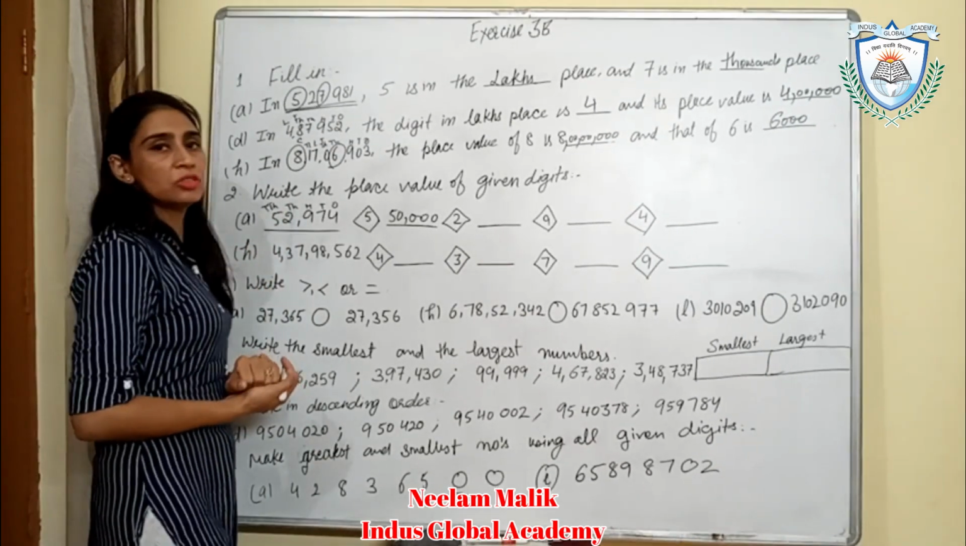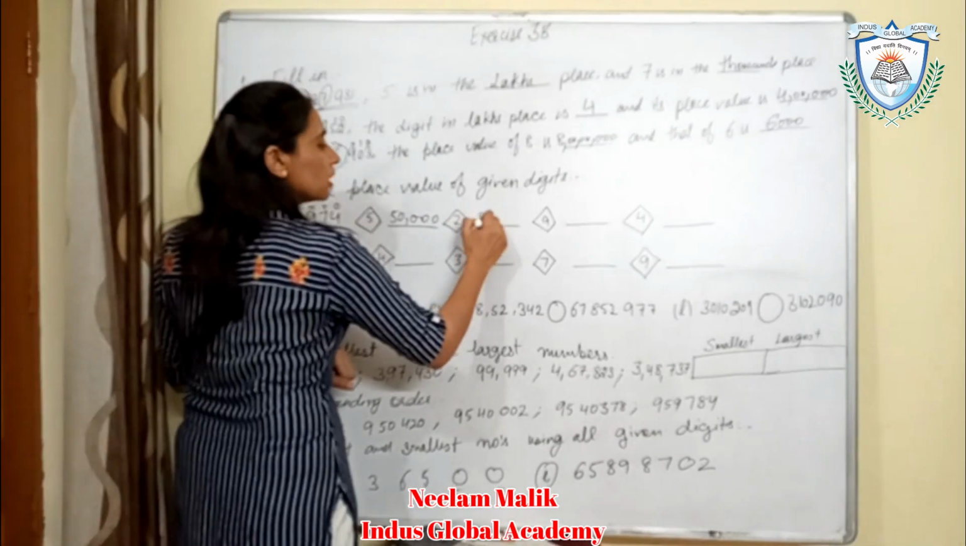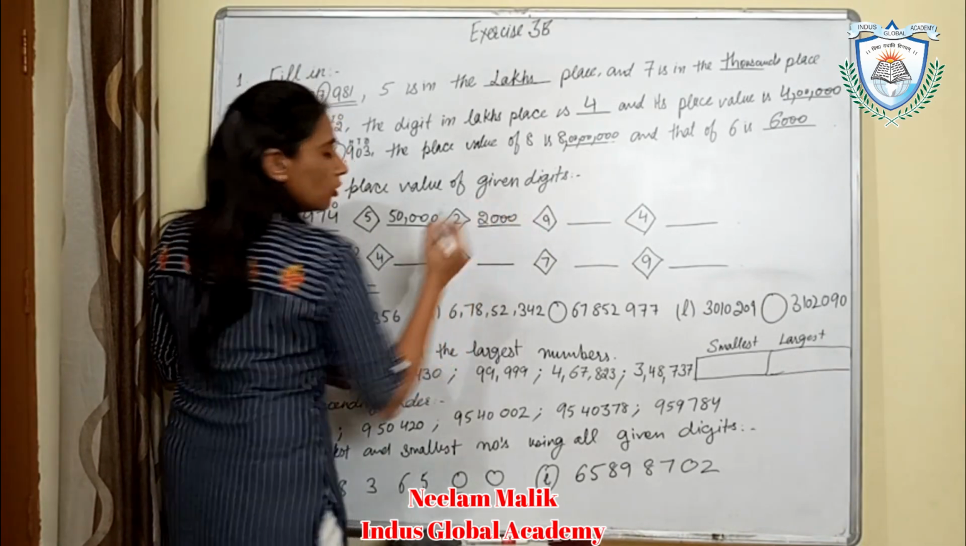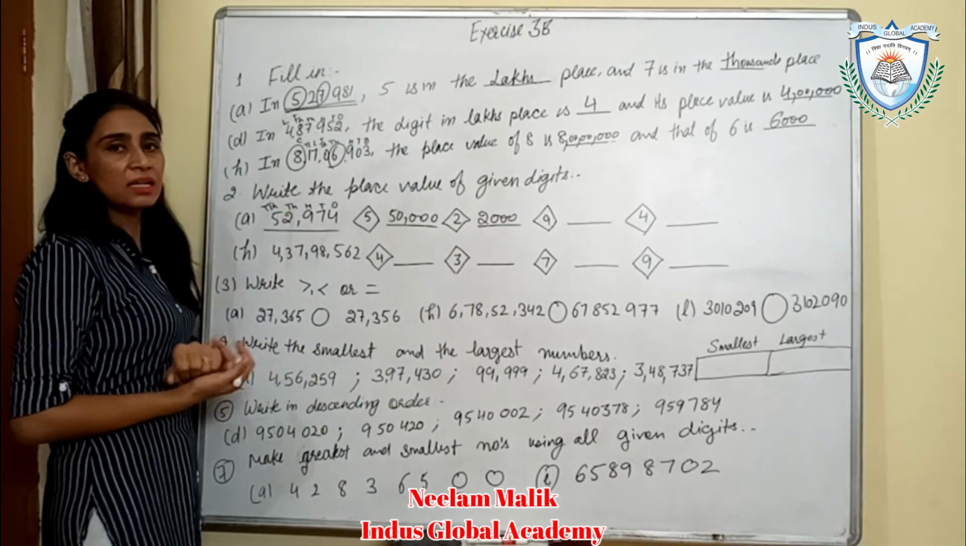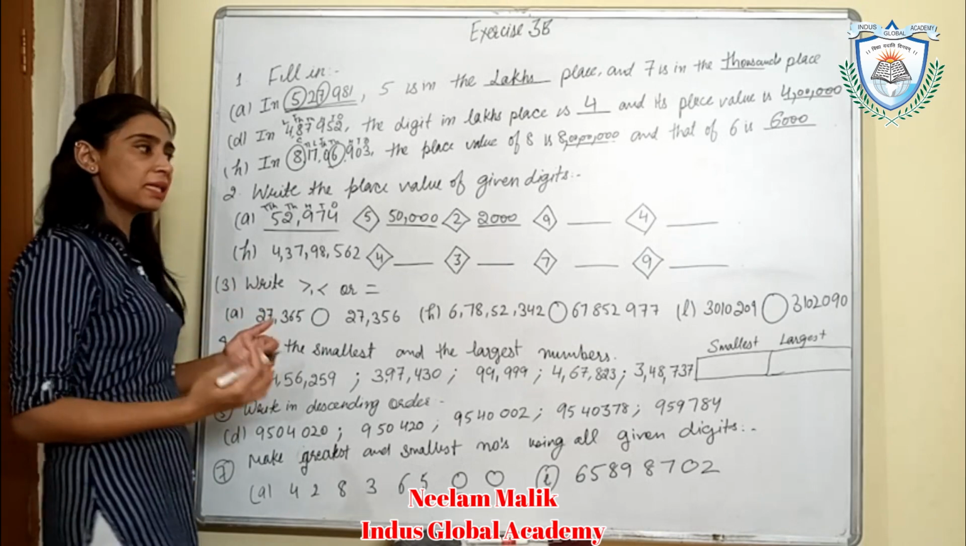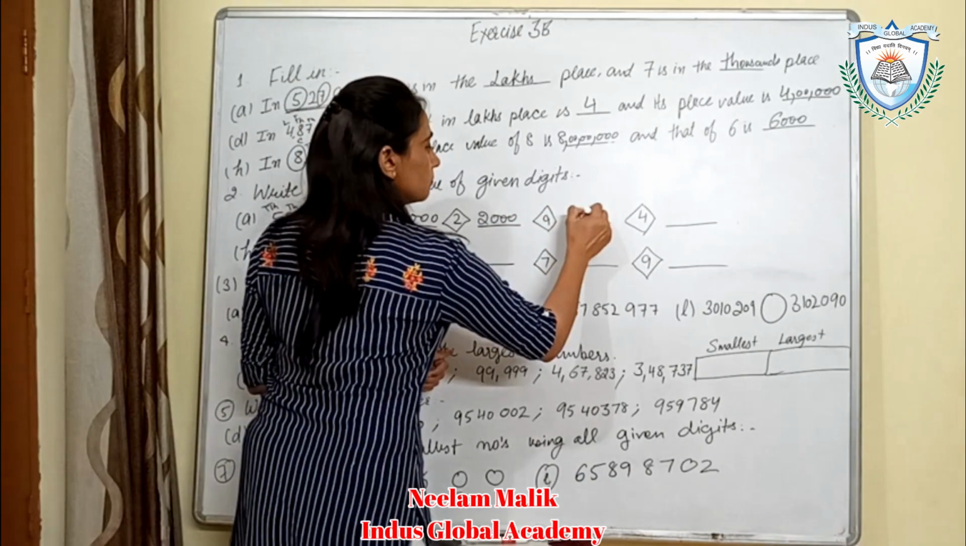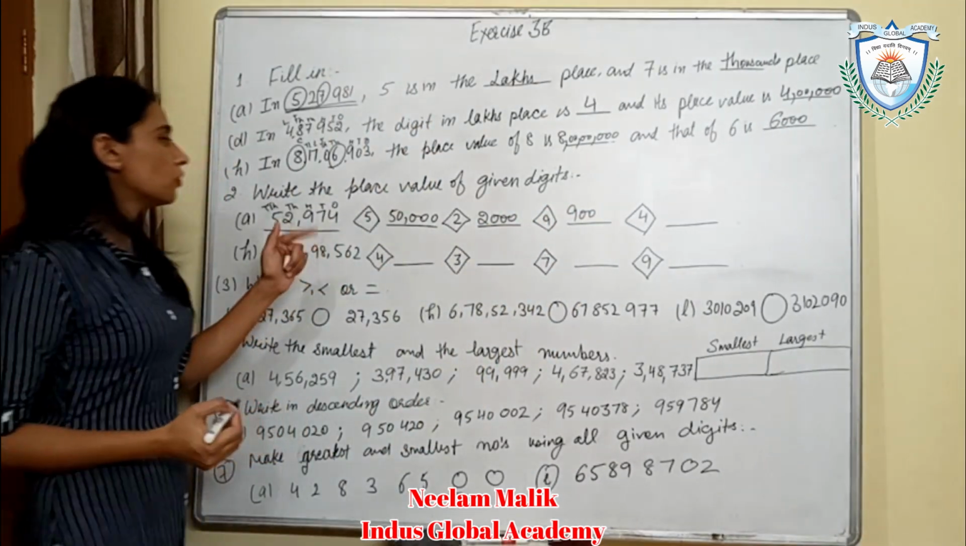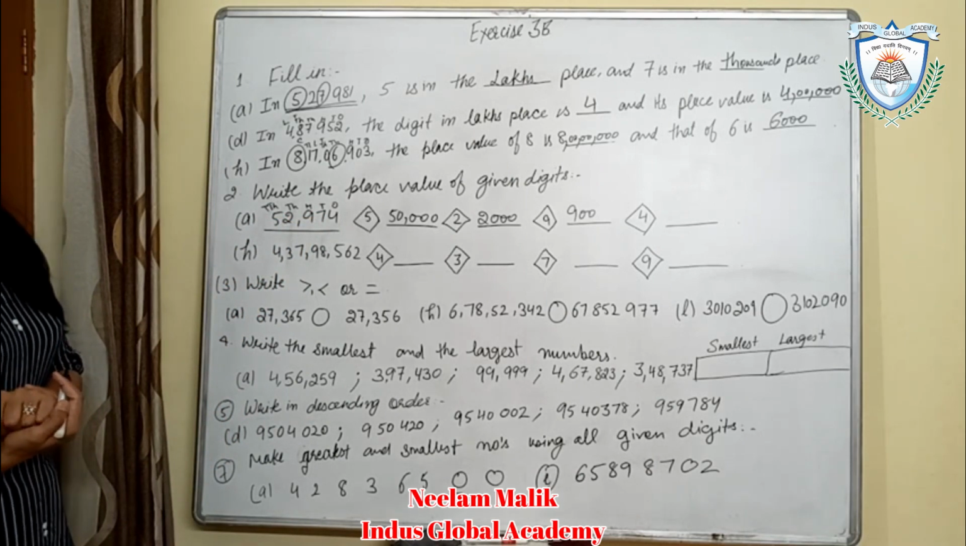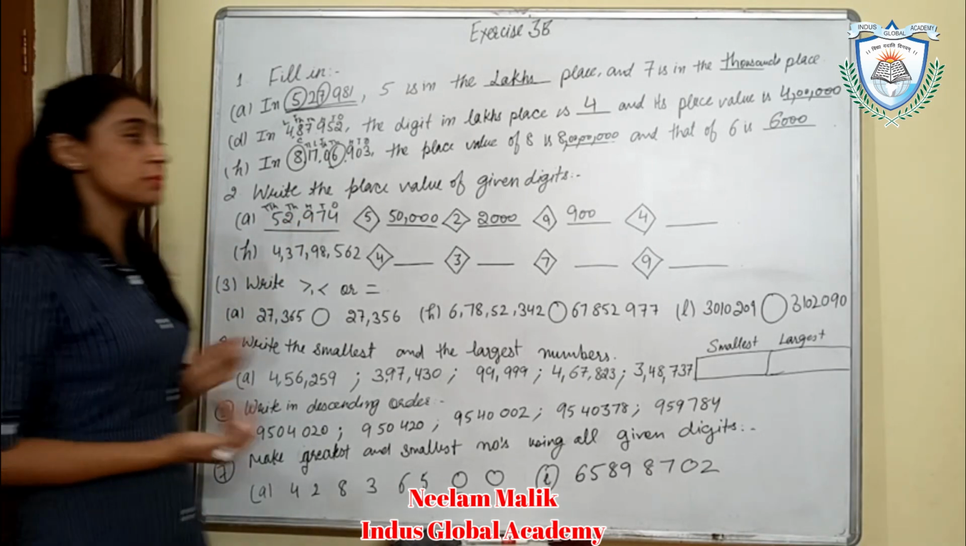Yes. What is the place value of 2? 2 is at the thousands place. That means 2,000. What is the place value of 9? 9 is at the 100 place. That means 900. What is the place value of 4? 4 is at the ones place. 4 into 1. That means 4 only.